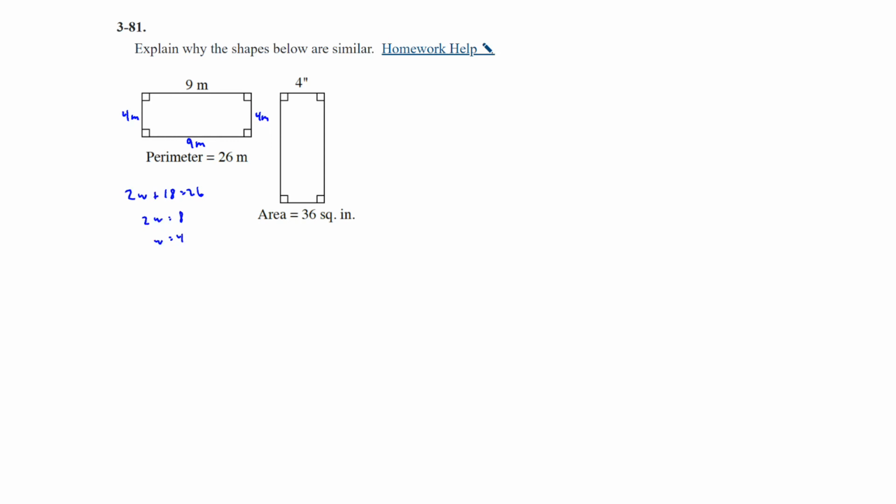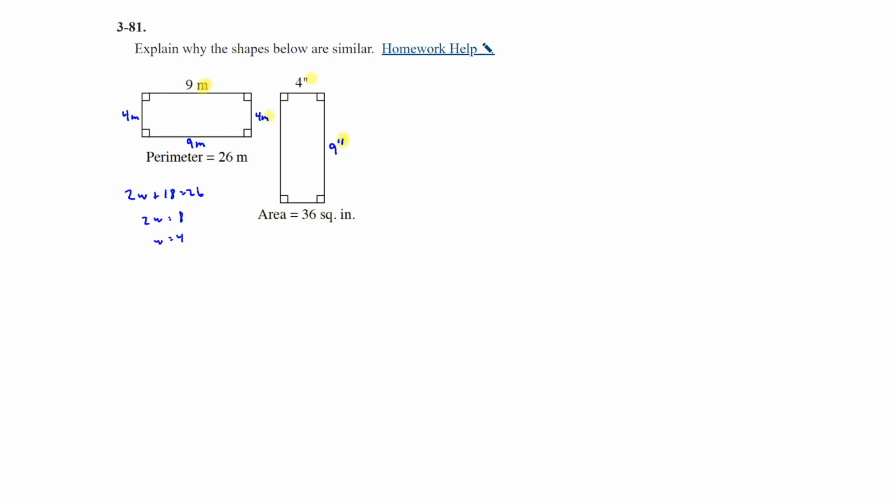And then on the other one, if the area is 36 square inches, then that means this must be 9 inches on that side, because 9 times 4 is 36. So now, why are the shapes below similar? Look at their units, so make sure you're paying attention to that. As you can see, the side lengths are the same in terms of the numbers, but this one's in meters, and this one is in inches.